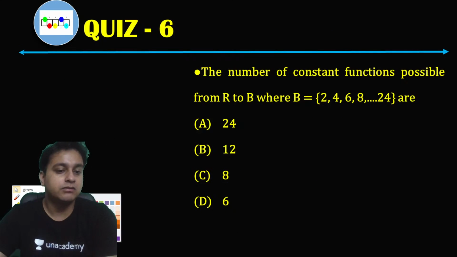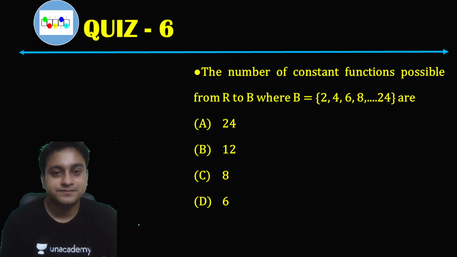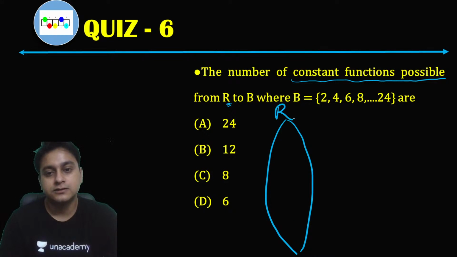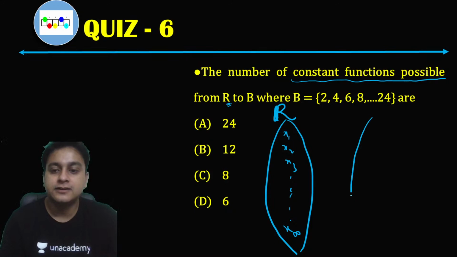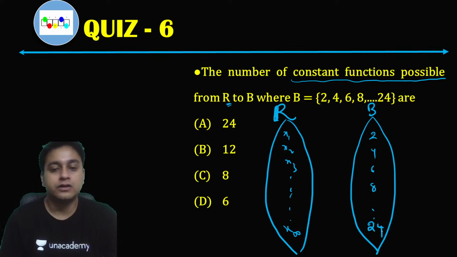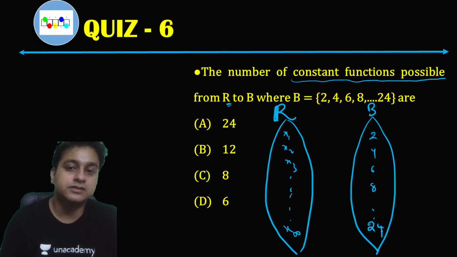Okay, let's do one more like this and then we'll move ahead with the 1-1 and 1-2 type of functions. The number of constant functions possible from R to B. R means real number set. The first set is real number set. Here we have obviously infinite elements, right? x1, x2, x3 until x infinity. Here we have obviously a fixed set that is going from 2 to 24: 2, 4, 6, 24. We want the number of constant functions.